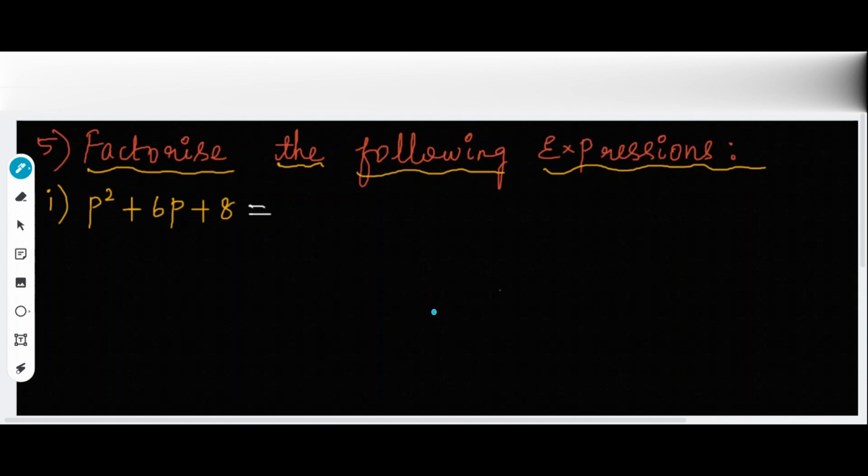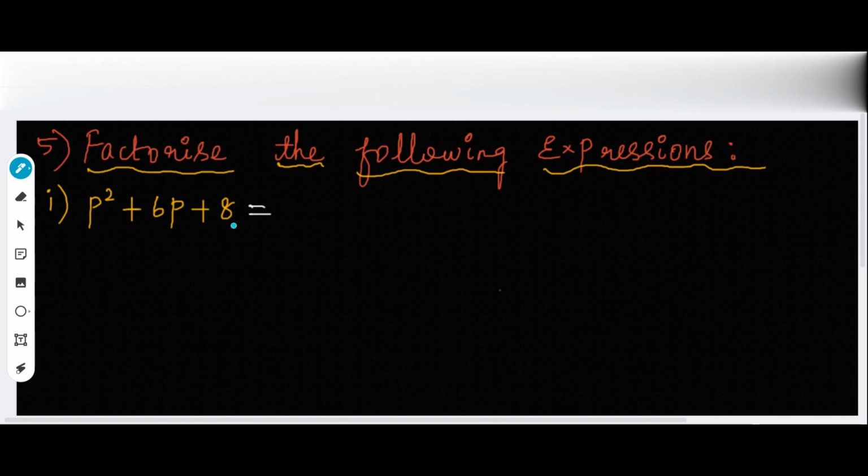Today I am going to teach the factorization topic. In the fifth subdivision, factorize the following expression. The question is p square plus 6p plus 8. Here, to factorize, there is no need to use an identity or take out common factors. This is a different method and it is very important till grade 12. Okay, so observe very carefully.